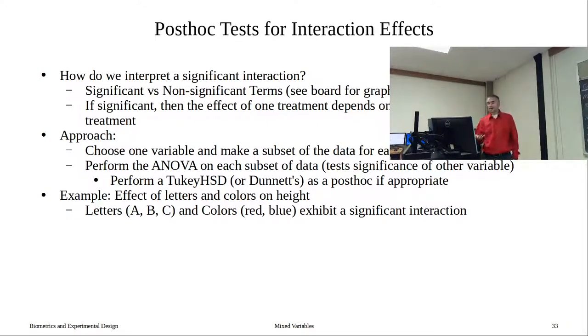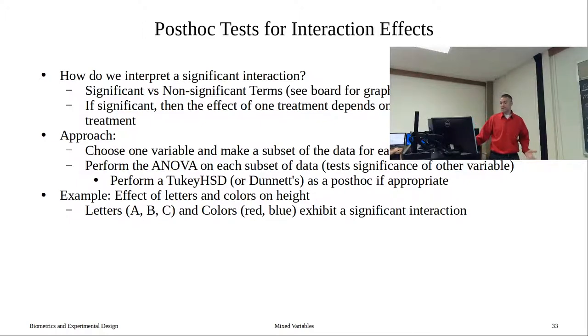All right, so example. Let's say we have letters and colors on height. This is just a generic example. We've got letters, which is one variable, letters A, B, and C, and we have colors, let's say red and blue. And we're looking at, I don't know, the height of something.